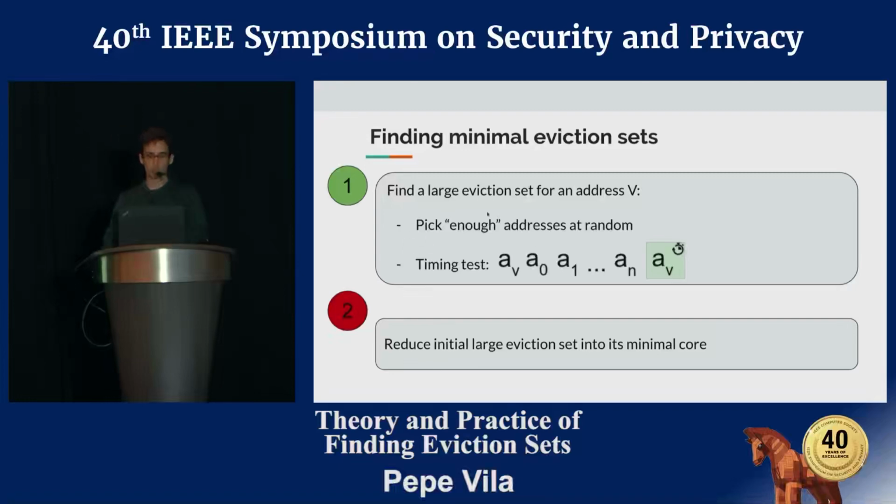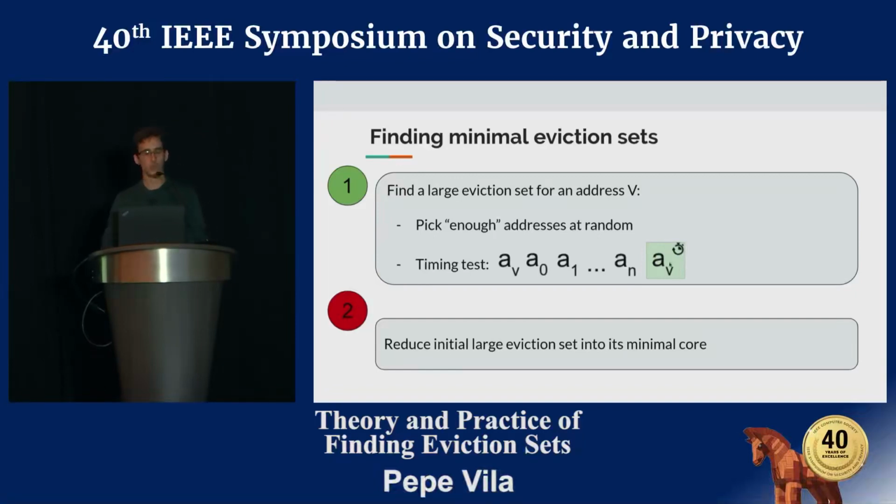Once we have a set of addresses, we can use a timing test to check if this is an eviction set. The timing test works as follows. We first access a victim address. Now this address will be in the cache. Then we access all the elements in our candidate set.